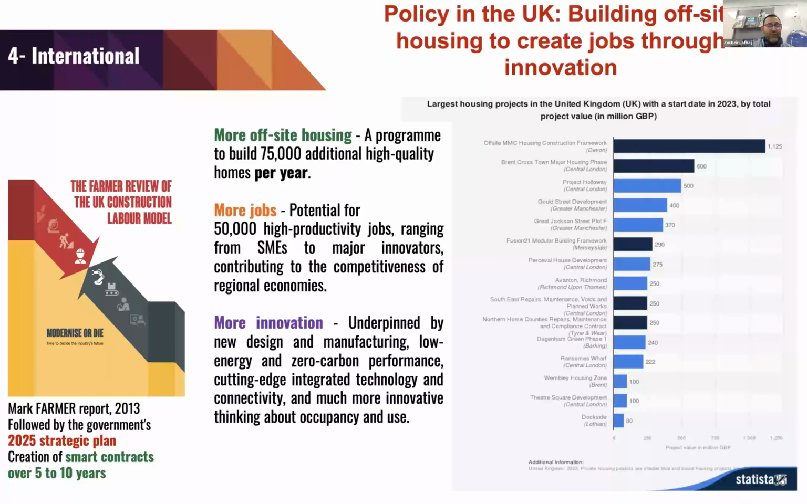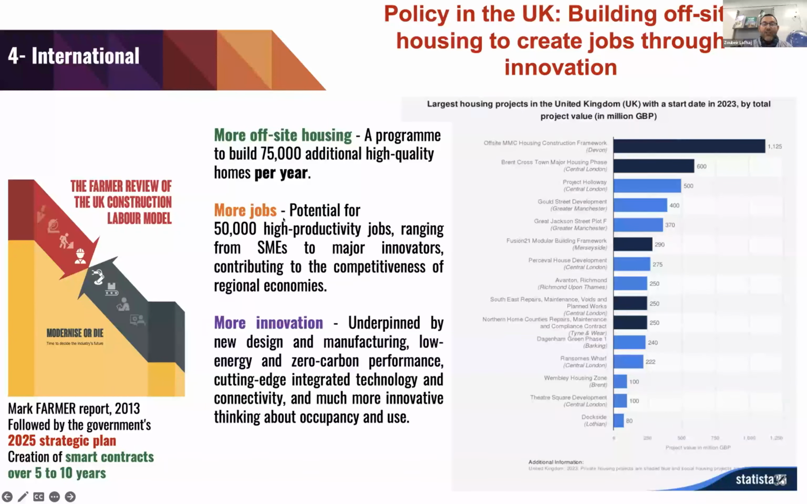Followed by the government, 2021 strategic plan, creation of smart contracts over 5 and 10 years. So more off-site housing, more jobs. So the objective is really jobs also. More innovation. And here you can see the largest housing projects in the UK with a start date in 2023 by total project value. You can see here the off-site tenancy housing, the Brent Cross Town major housing, the project Holloway, the Gould Street development, Great Jackson Street, etc. These data are very interesting.